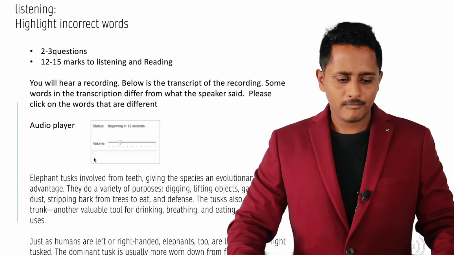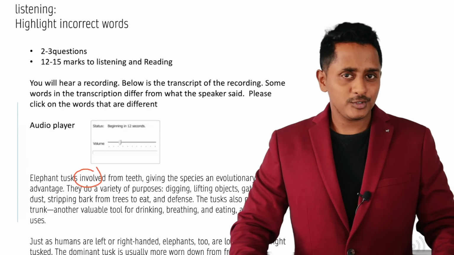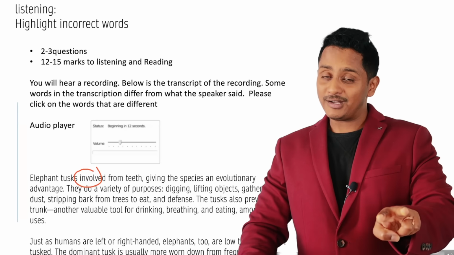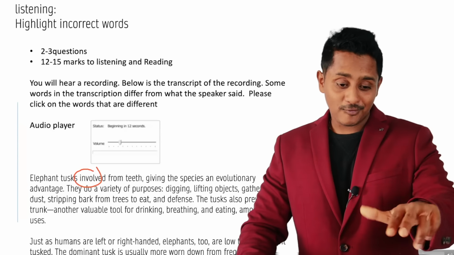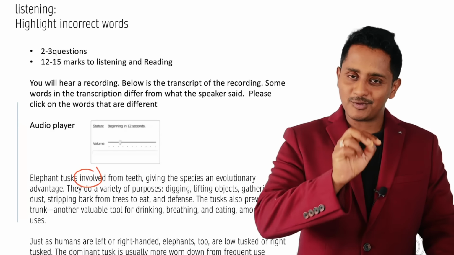Elephant tusks evolved from teeth, giving the species an evolution. They told evolved, but I read involved. I heard evolved, I read involved. That's a mismatch word. I just do a single tap on this word.